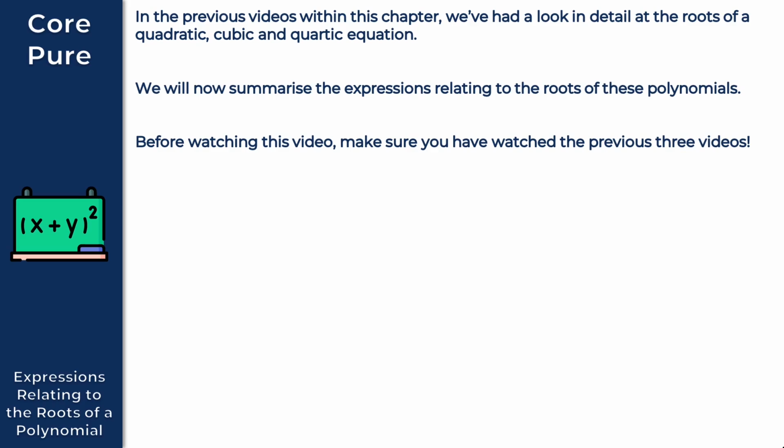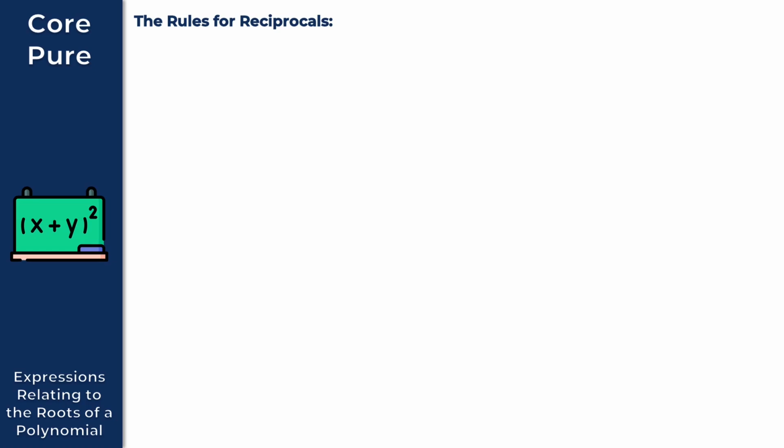So let's get started then with the rules for reciprocals here. So starting off then, we have quadratics here. So if we want to know the value then of 1 over alpha plus 1 over beta, that is equal to this fraction here of alpha plus beta over alpha beta. Nice and straightforward there to get us started.